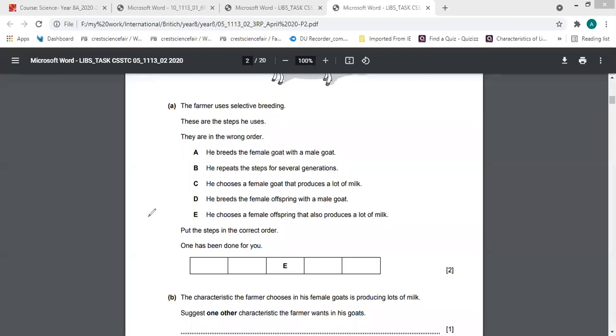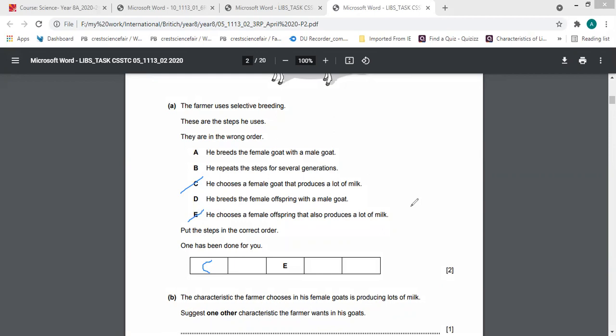Firstly, in this question, the farmer will choose a female goat that produces a lot of milk. So in the first box, letter C. And then what is the next step? So we choose C and E. It's A. is done.